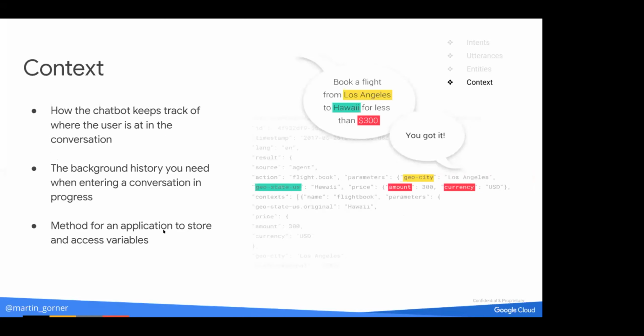The third one is context. Once you understand the intent and the entities, you have to understand the context. Like when you say a flight from Los Angeles to Hawaii for less than 300, the context is that somebody wants to book a flight within a particular limit. This is some of the way the NLP model will understand what it is supposed to do.